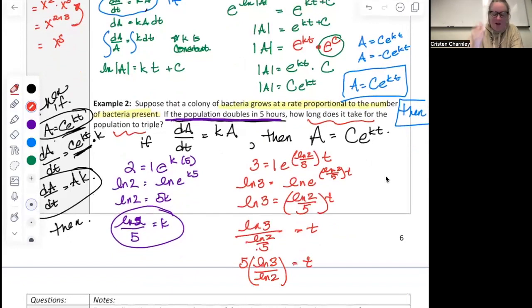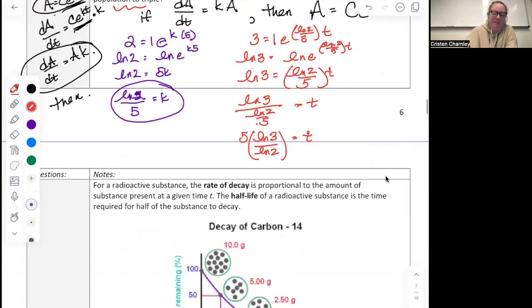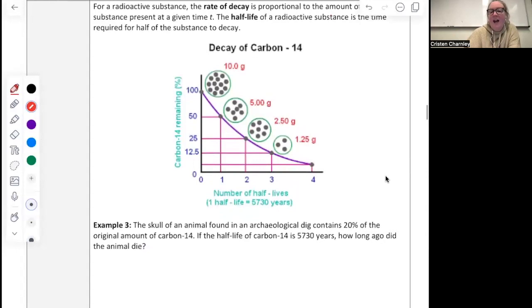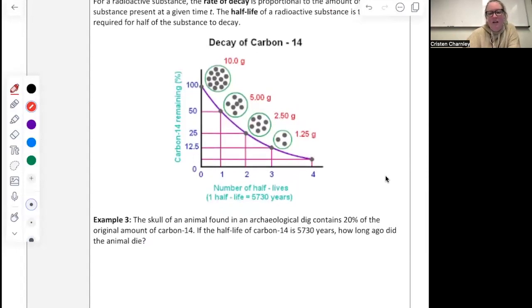All right. A radioactive substance has a rate of decay proportional to the amount of substance present at that time t. The half-life of a radioactive substance is the time required for half the substance to decay. Because it's never gone completely, we can measure half the time, but you'll never be able to measure the amount to 0 because it will never reach 0.